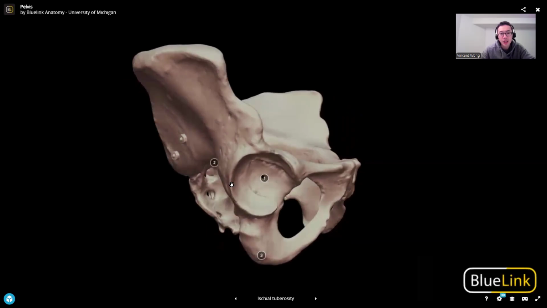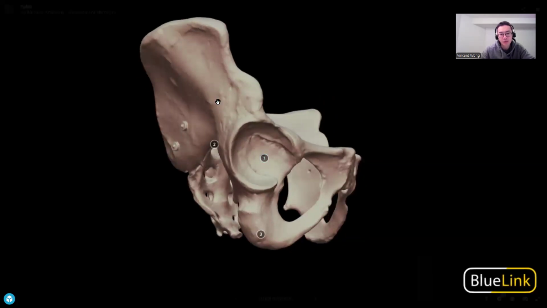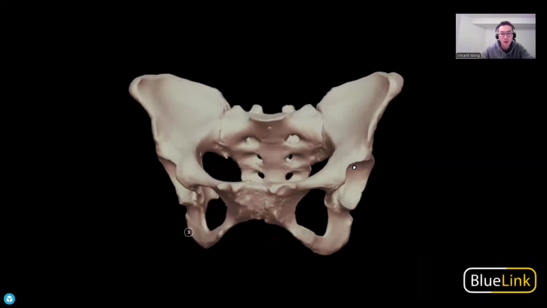There is another socket here, and this socket is a result of three bones, the ilium, the ischium, and the pubis, and it's called the acetabulum. Okay? And the femur, your thigh bone, is gonna fit right in there to form a ball and socket joint.